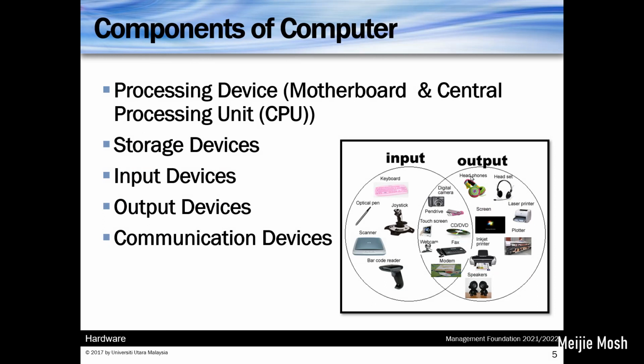There are 5 main components of a computer. Processing devices such as the motherboard or system board and a central processing unit. Input devices, output devices, storage devices, and communication devices. Collectively, these components make up the computer system.